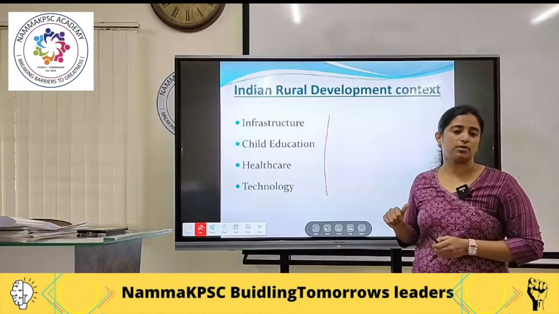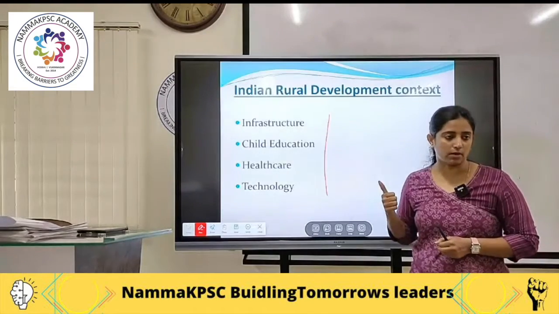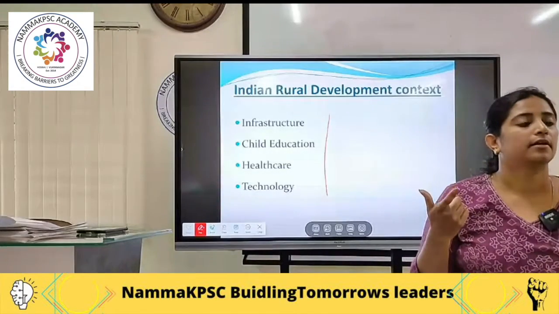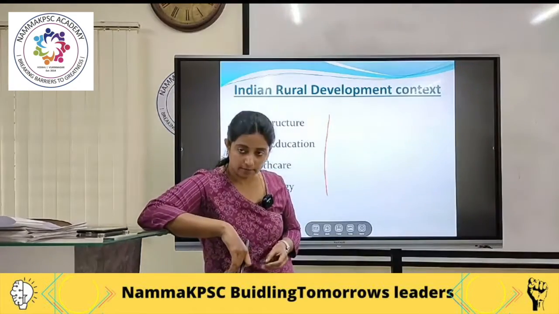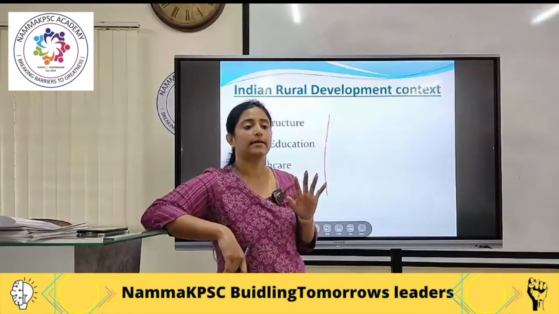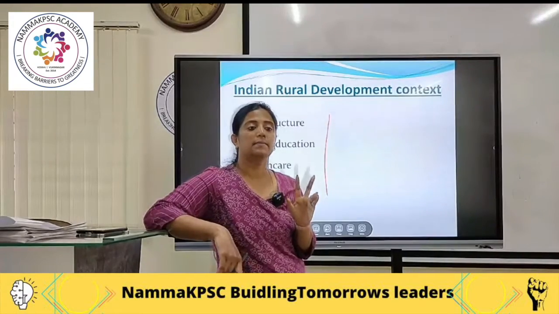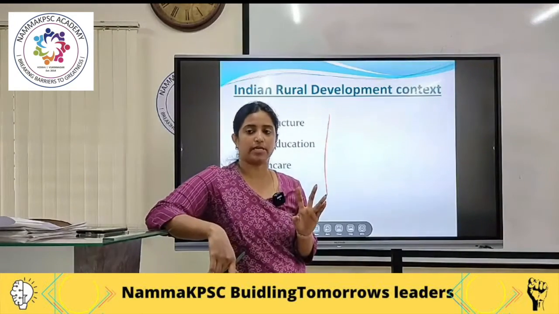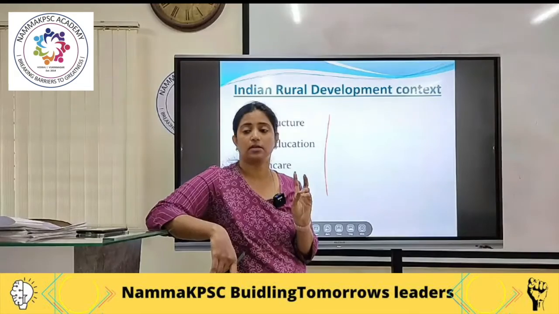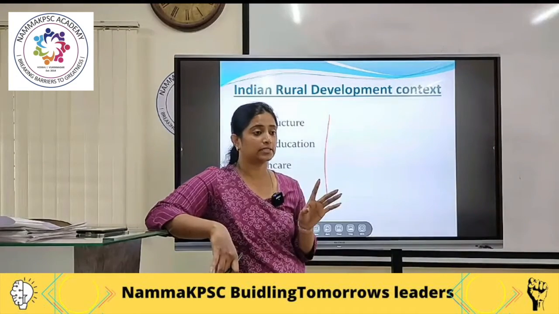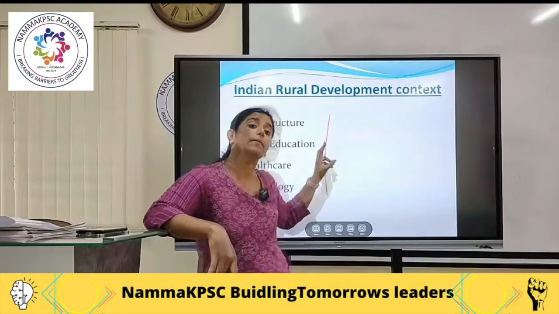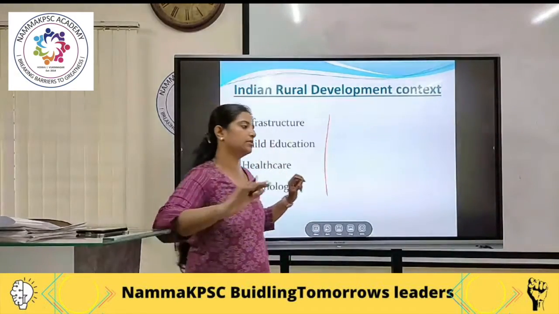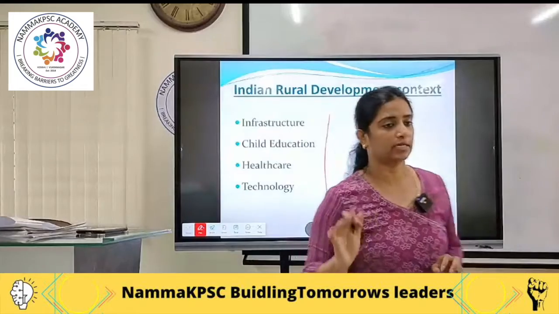So when I say infrastructure, what do you talk about? Social and economic. Social infrastructure, standard of living, also health indicators. Then economic: transportation, communication, irrigation facilities, electricity. All those come under your economic infrastructure. So buildings, all of them are your infrastructure necessities.